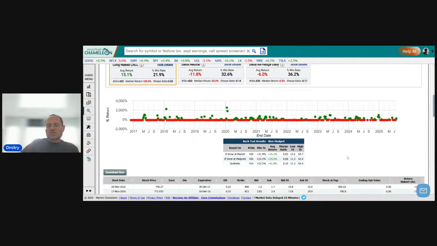So over here in this table, this gives us a little bit of different scenarios. What if we measured the option as if we bought it on the ask, what if we did it on the midpoint, or what if we created this synthetic option? So we could compare the returns and the win rate if we change those scenarios.